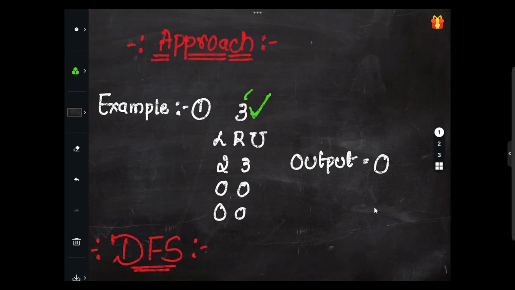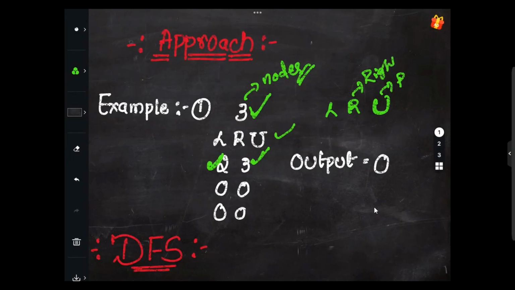3 is nothing but the number of nodes. Here, 2 and 3 are the leaf nodes. LRU is nothing but the letters L, R, and U. U is nothing but the parent here. This is right, and this is left.